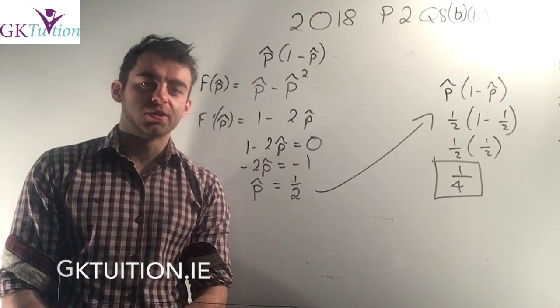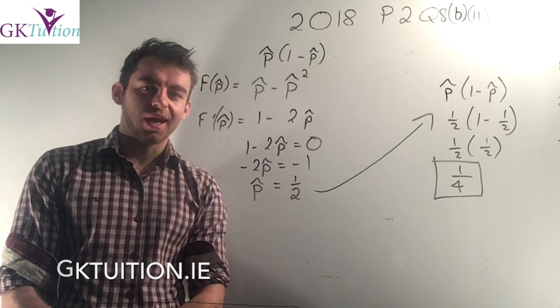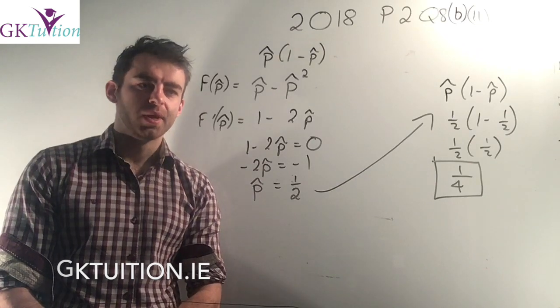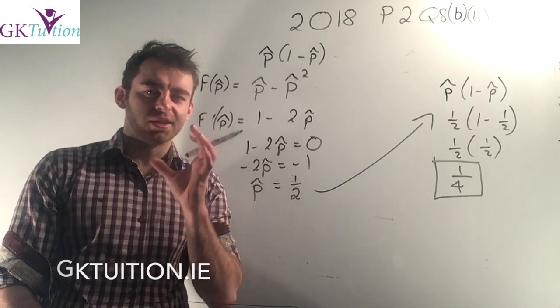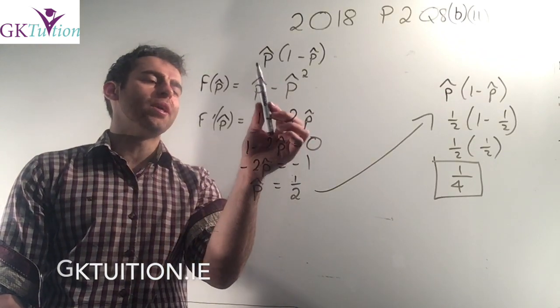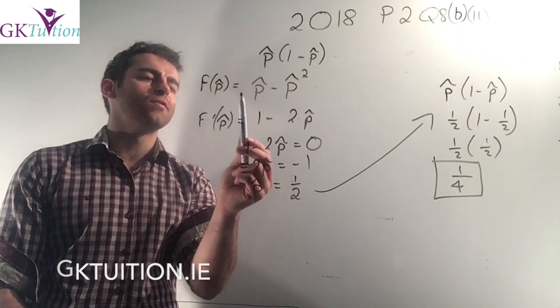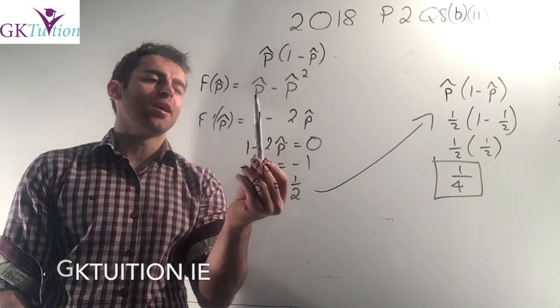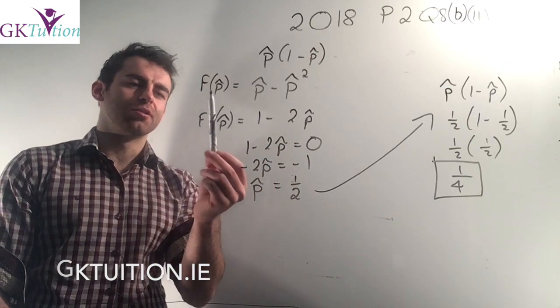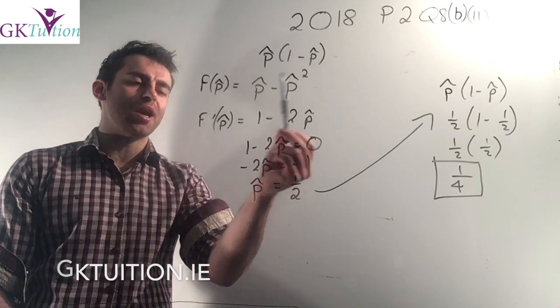In B part 2 of this question, we're asked to use calculus to find the maximum value of p hat times 1 minus p hat. Now you should realize that they're asking you for the maximum point. This is just like a turning point question. So you have p hat times 1 minus p hat. All I've done here is multiply it out. I get p hat minus p hat squared, and I'm viewing that as my function. So my function is p hat minus p hat squared.